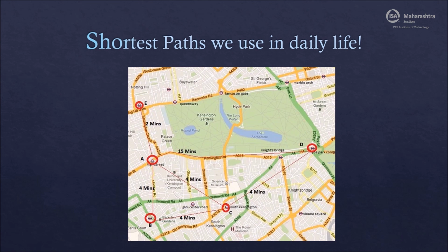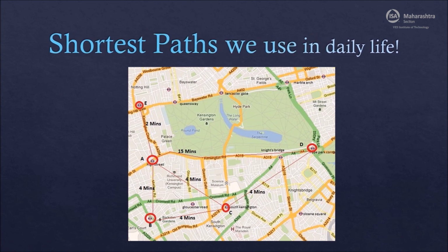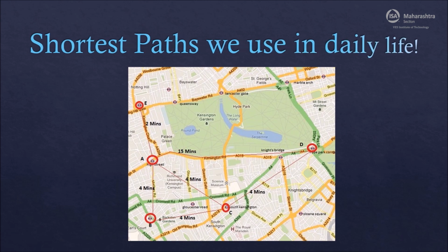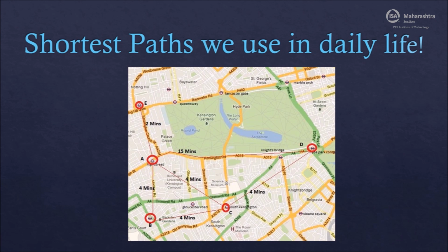So, now we will see where we actually implement shortest path algorithm. We often use Google Maps for directions and feasible path. In Google Maps, distance as well as traffic details are calculated and the comparatively better path is suggested by the application. This is how we use shortest path algorithm in our daily life. Now we will see how Dijkstra's algorithm works.